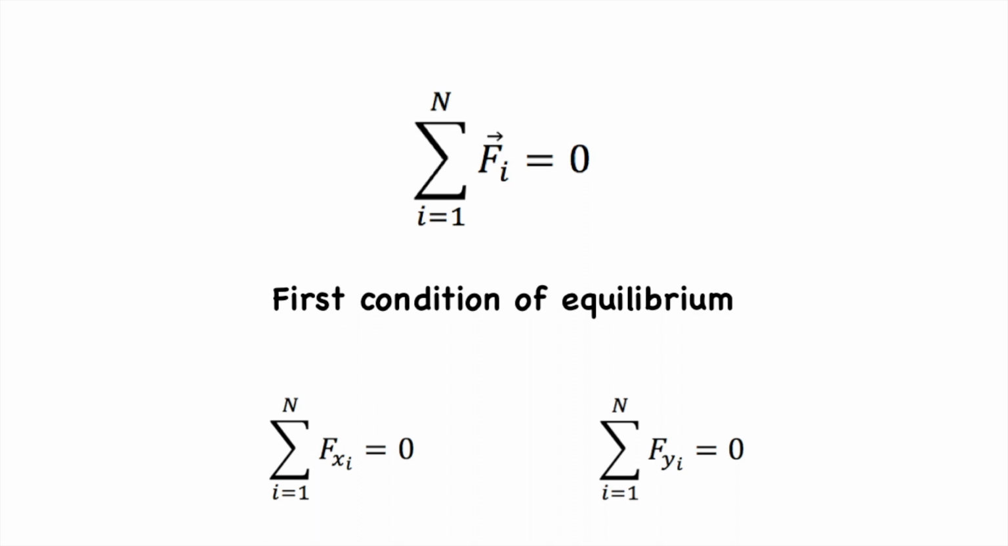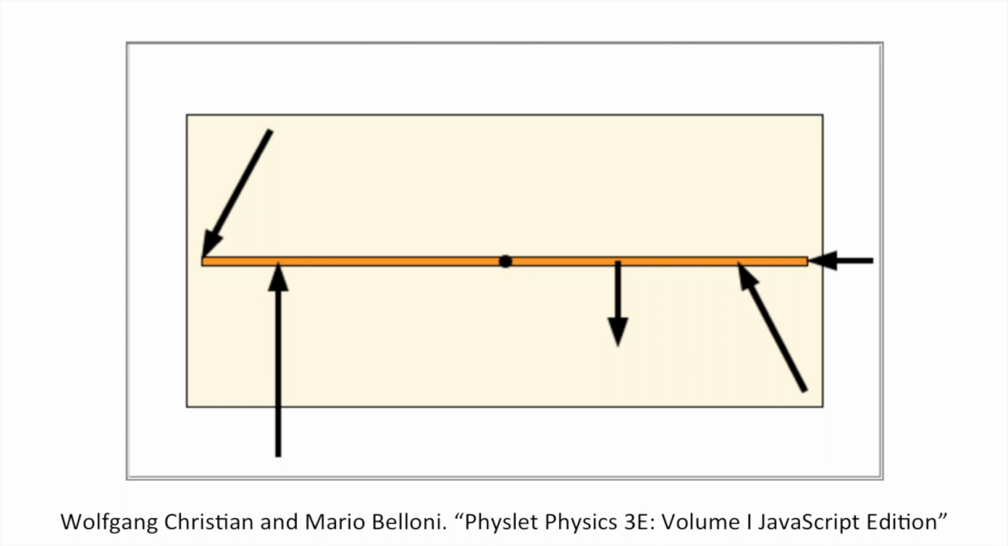But in the case of an extended object, this condition may not be enough to ensure that the object is in equilibrium. Let's consider the rod again. Imagine that the forces shown are acting on it. What is the net force in this case? If we calculate the sum of all forces, we get the result shown by the red arrow. So this is clearly not a situation of equilibrium.